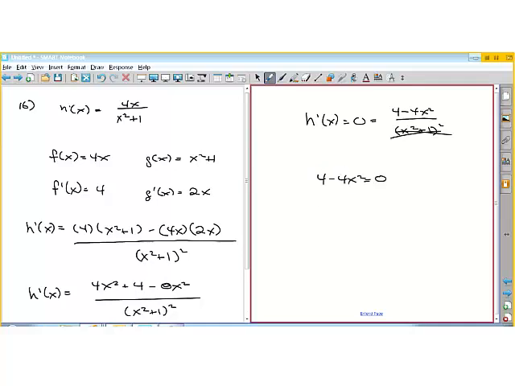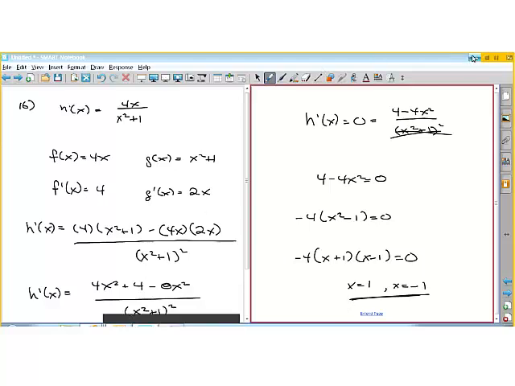So if we factor out a negative 4, you'll get x squared minus 1 is 0. And if you factor x squared minus 1, you'll get x plus 1 times x minus 1. And so the numerator goes to 0 when x equals 1 and when x equals negative 1. So those are my critical numbers. And actually I'm going to plot this, so just bear with me. You can always plot these things to see if you got them right or not.